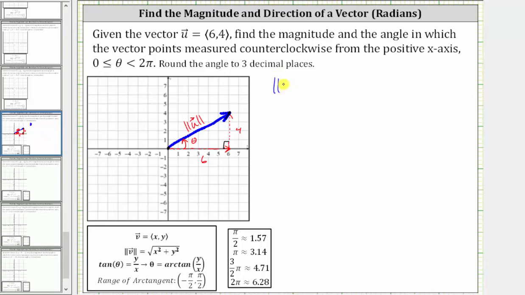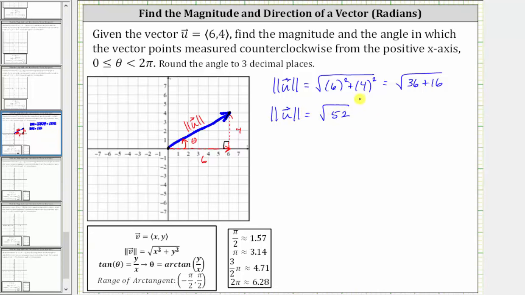The magnitude of vector u is equal to the square root of x squared plus y squared, which is equal to the square root of the quantity 6 squared plus 4 squared, which is equal to the square root of 36 plus 16. The sum is 52. The magnitude of vector u is equal to the square root of 52, but we need to simplify this if possible. It will simplify if 52 has any perfect square factors.